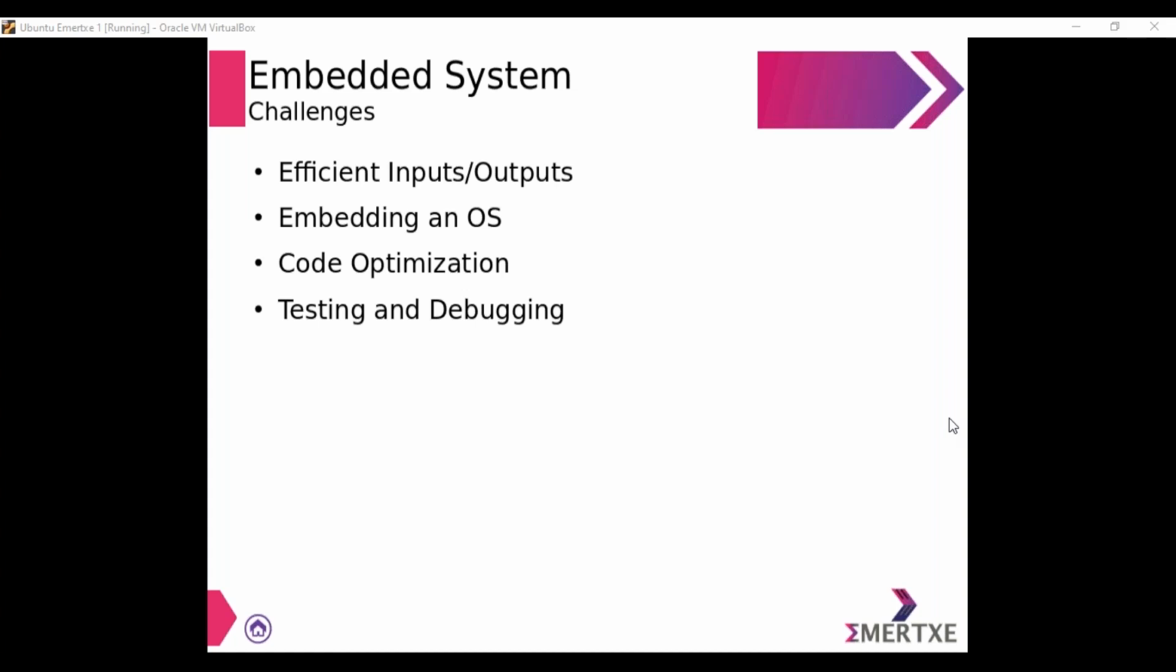Is a laptop an embedded system? No, that's not. Even your PC is not an embedded system. They are general purpose systems. Why? Because embedded systems are always meant to do a specific task.